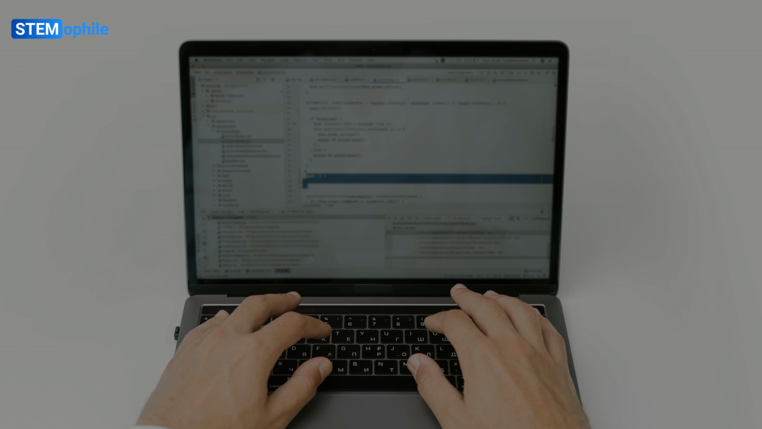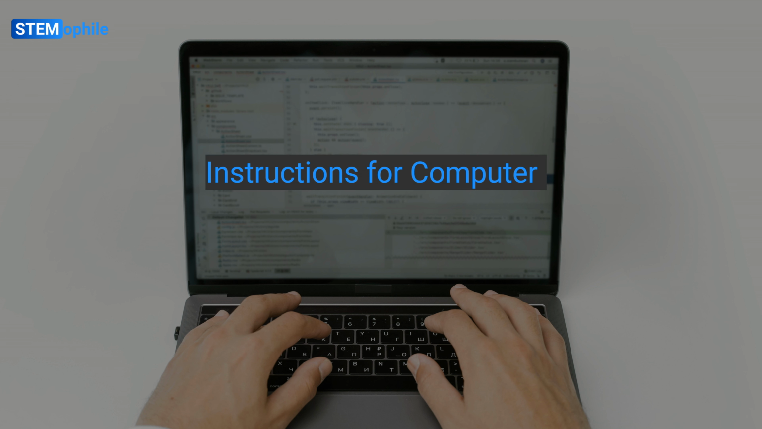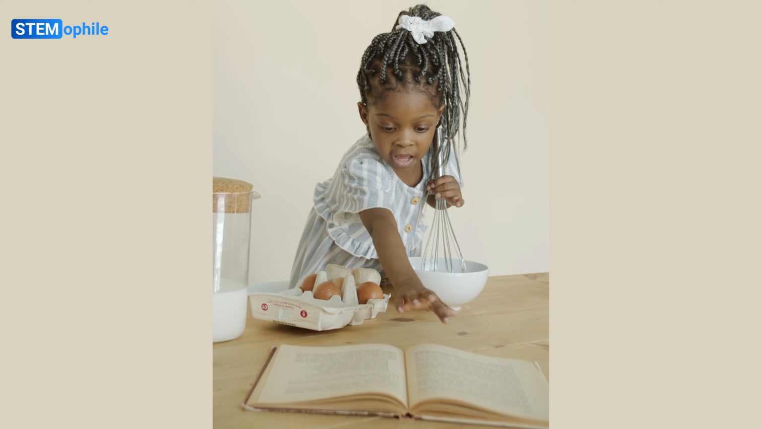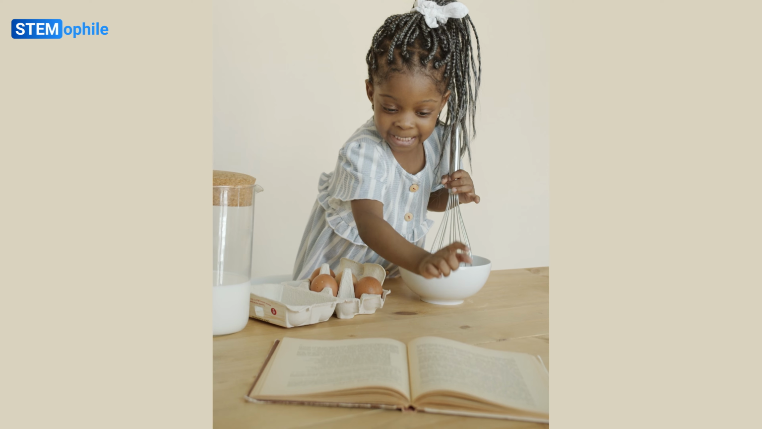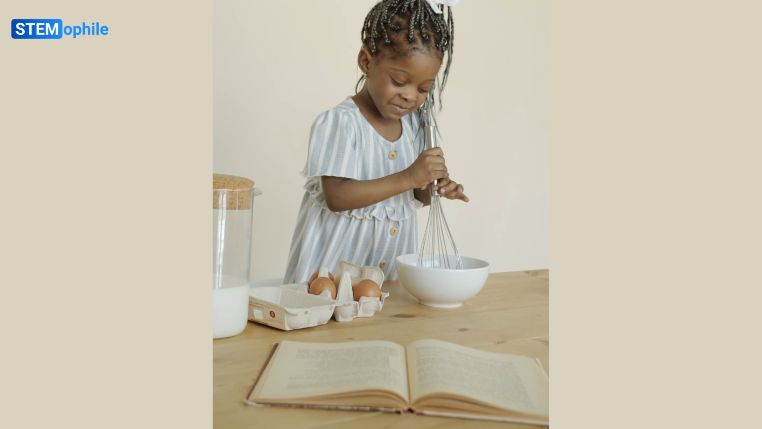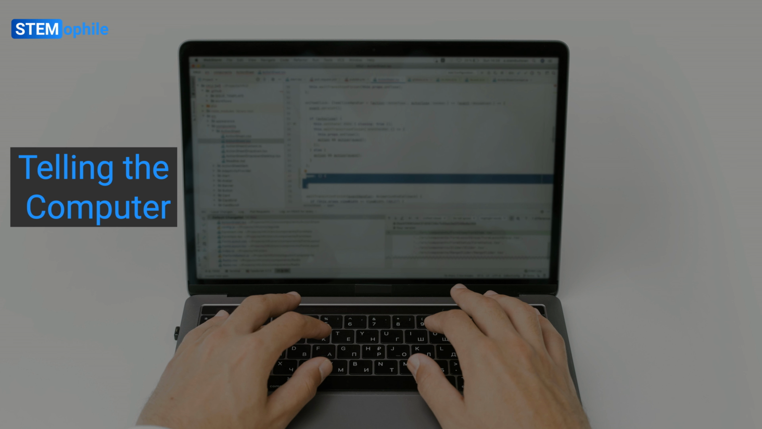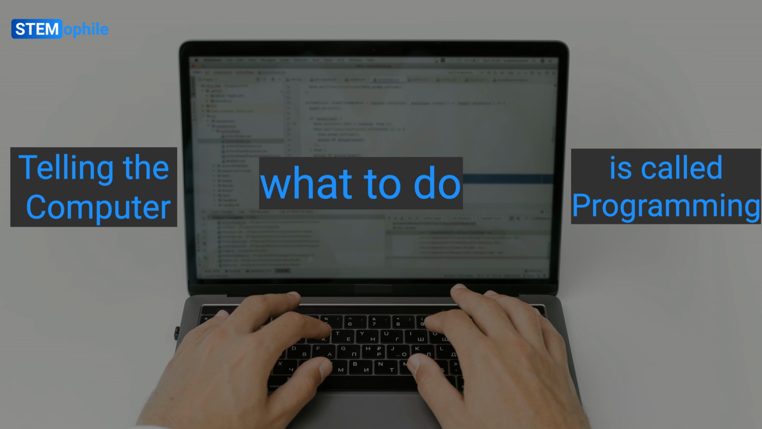So, what is programming? In programming, you write instructions for your computer, and the computer follows those instructions. Just like a chef follows the instructions written in a recipe book, writing these instructions for the computer is what we call programming. Simply put, telling the computer what to do is called programming.